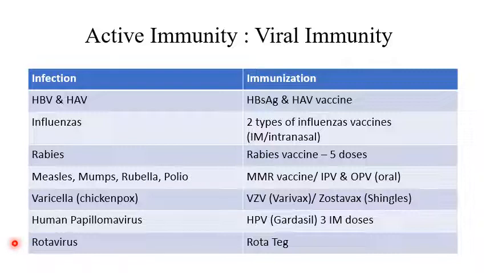Rotavirus is the stomach flu, so we know it's vomiting, diarrhea, low-grade fever, risk of dehydration, and we have oral vaccines that we can give for children 2 to 6 months old.